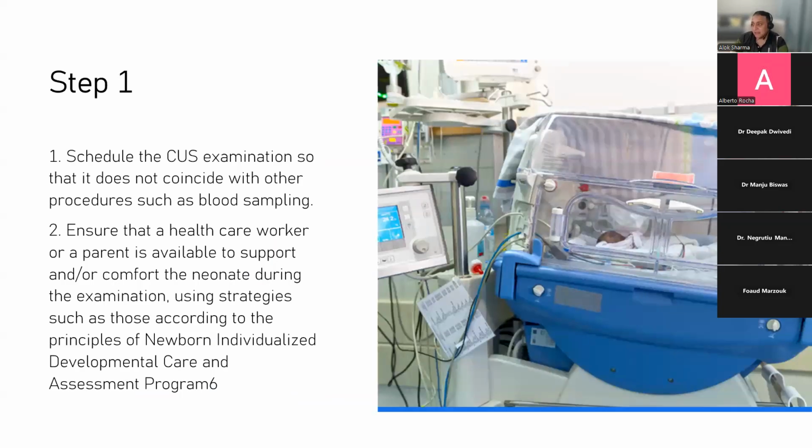But first step, schedule your cranial ultrasound so that it does not coincide with other procedures. If you decide that you want to do your cranial ultrasound and the nurse wants to do a gas at the same time, no, it's not going to work. You need her help. But more importantly, the baby will be in pain and you're not going to get good quality images. Always ensure a second person is there to help you.